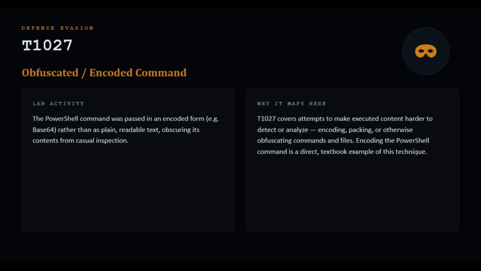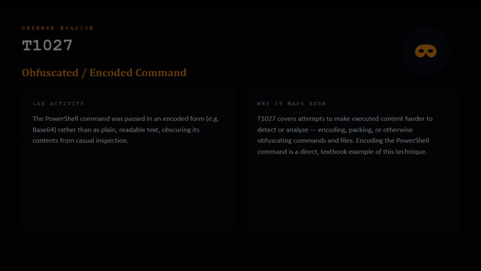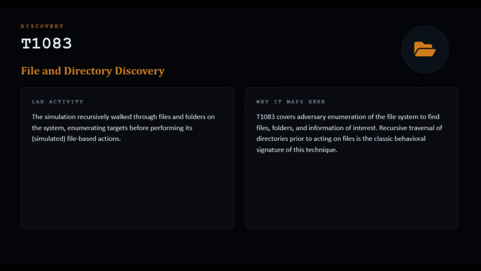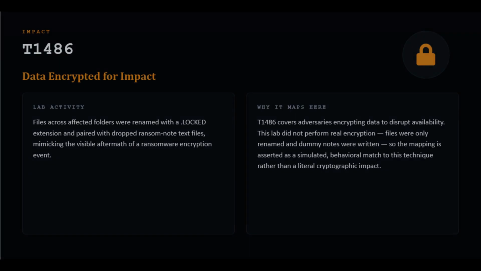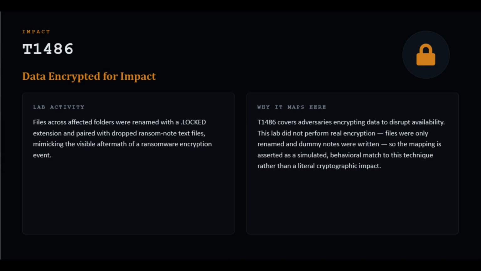Obfuscated files or information maps to T1027 because the command used encoded PowerShell. File and directory discovery maps to T1083 because the simulation searched through the fake company folders. And data encrypted for impact maps to T1486 as simulated ransomware-like impact because the files were renamed with .locked, but no real encryption happened.